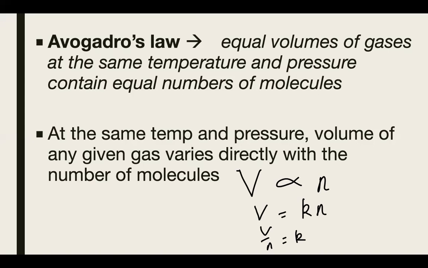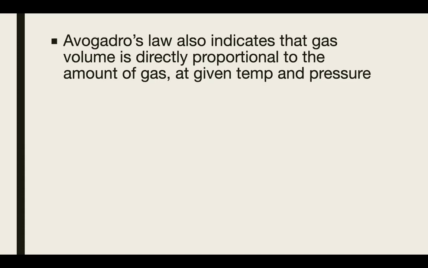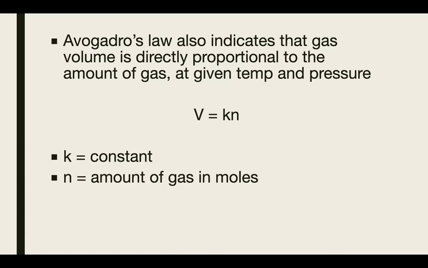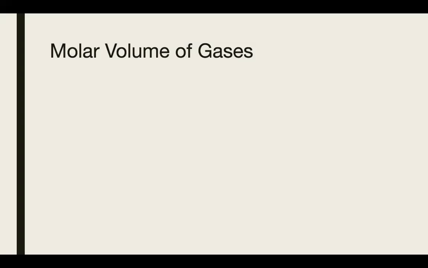Instead, later on, we're going to combine Avogadro's law with the combined gas law to form one beautiful ideal gas law. But I want to look at the relationship between Gay Lussac's law of combining volumes and Avogadro's law first. Avogadro's law also indicates that gas volume is directly proportional to the amount of gas at a given temperature and pressure. So again, we have V equals kn. K is the constant, of course, and n is the number of moles.